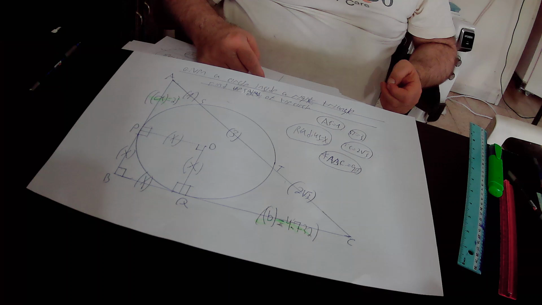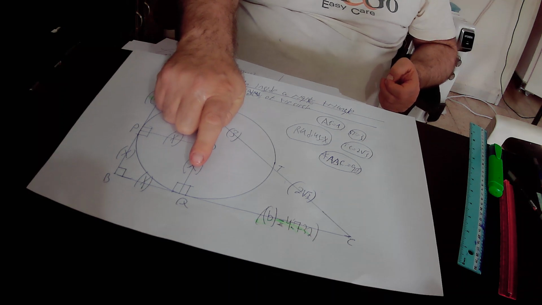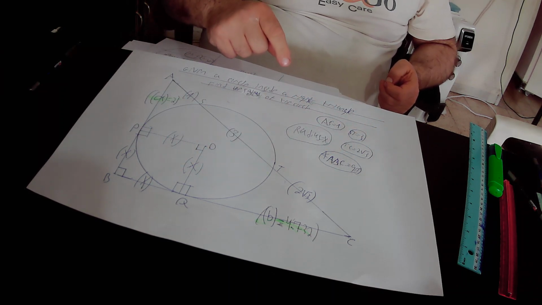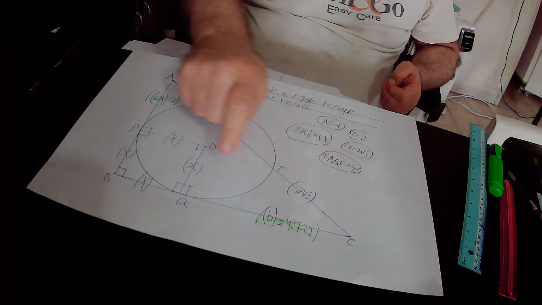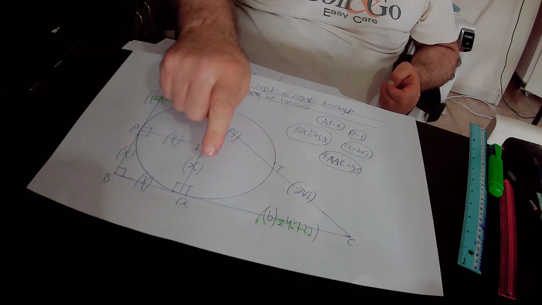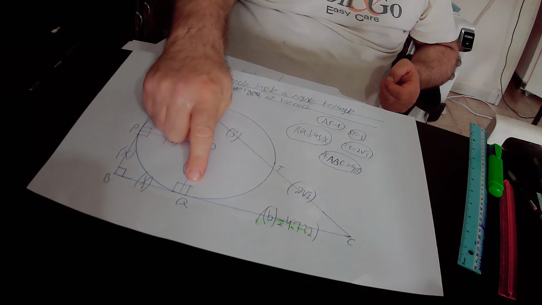We can implement here rule 1, because the radius OQ is drawn to point Q, that is the point of tangency of tangent BC with this circle. Therefore, according to rule 1, tangent BC will be perpendicular to the radius QO. If BC is perpendicular to QO, it means that this angle equals 90 degrees, and this angle also equals 90 degrees, according to rule 1.